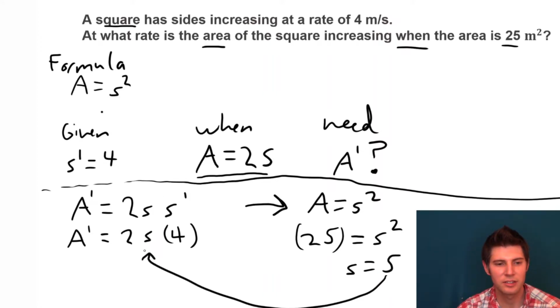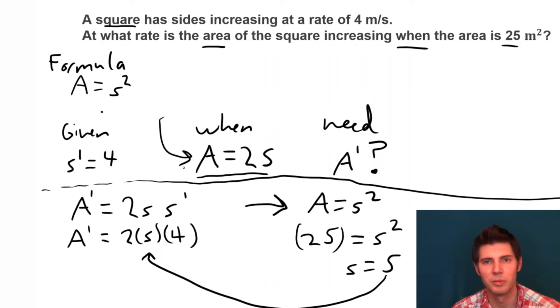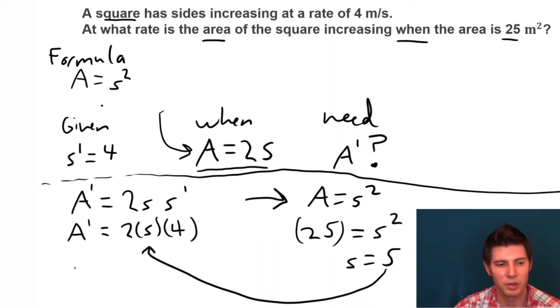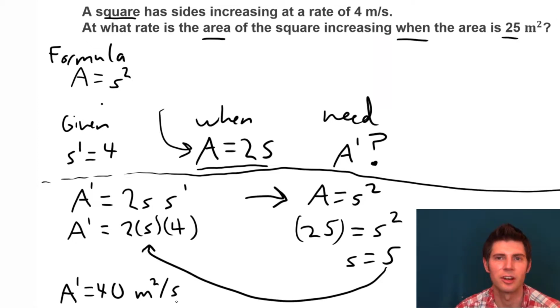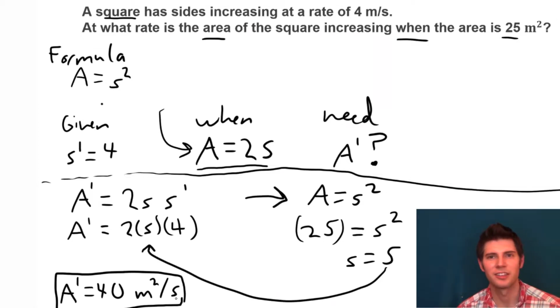But if we hadn't brought down this formula because of the given the way it was, we wouldn't have been able to solve it. So it's very important to bring down every formula based on the variables from the previous step, the given, when, and need step. Now we can just multiply 2 times 5 is 10, times 4 is 40, so we have a prime equals 40. And the label for it is meters per second. So it's going to be meters squared per second because it's area. And that's that one.